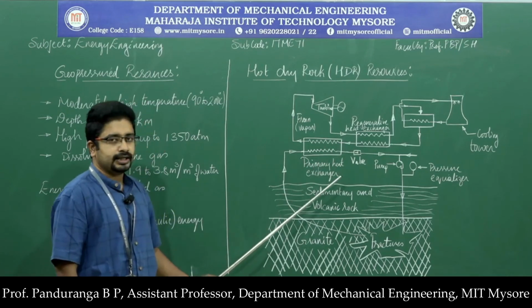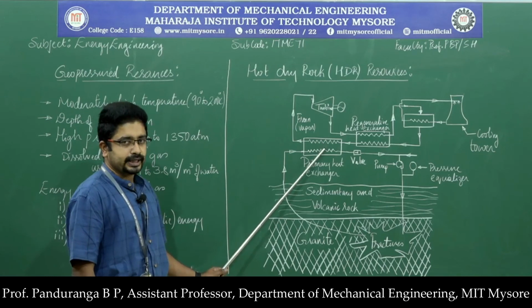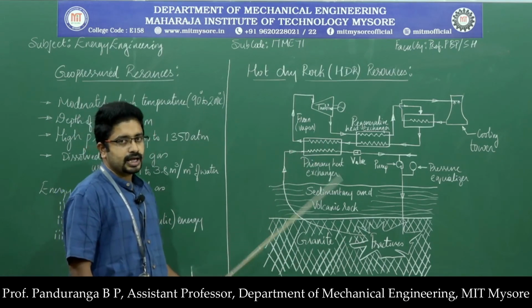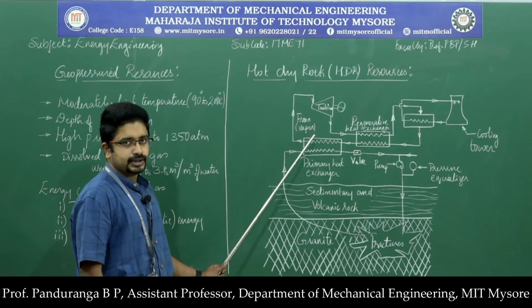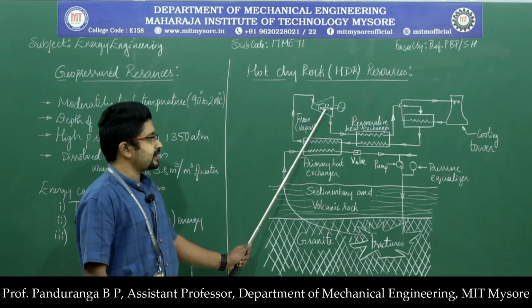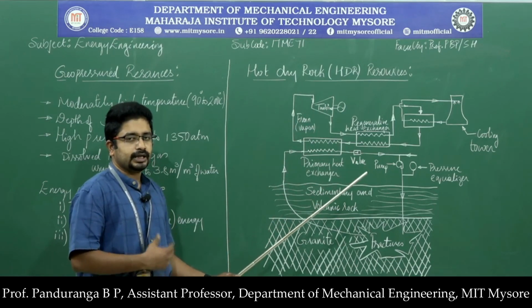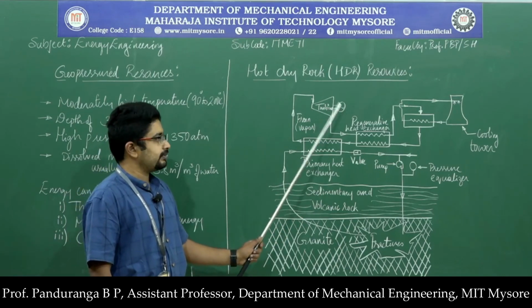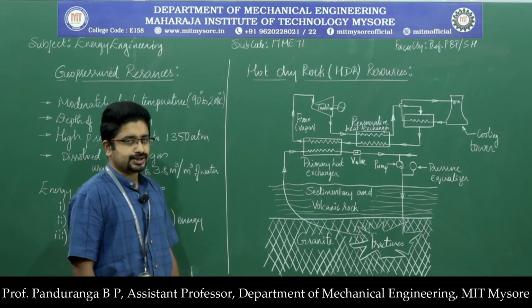One is the primary heat exchanger, where the Freon in this case absorbs heat from the water coming out of the fractures and gets converted into superheated vapor of Freon. So that vapor of Freon passes through the turbine, where it expands and converts heat energy into mechanical energy. So that mechanical energy will be coupled to a generator which produces electrical energy.